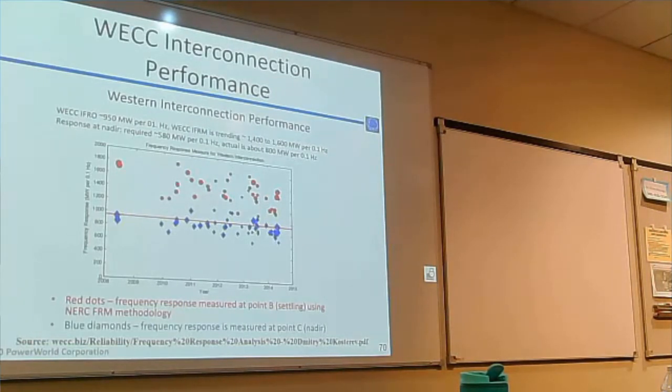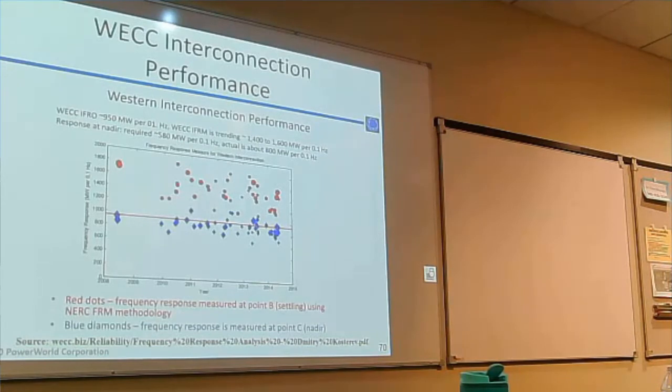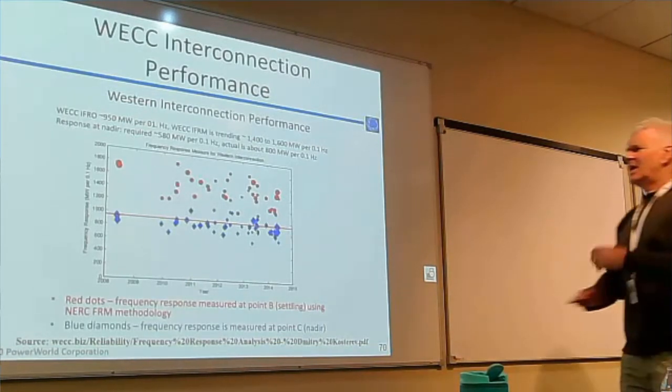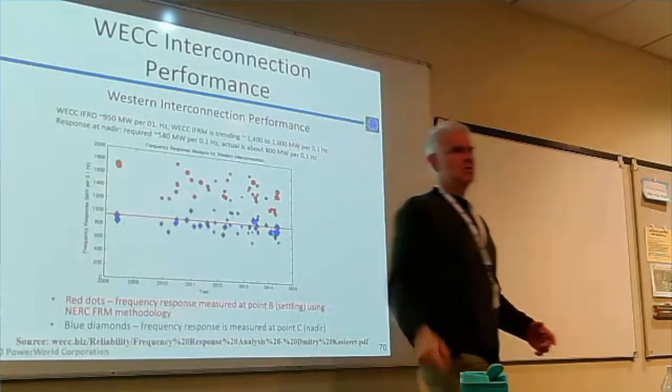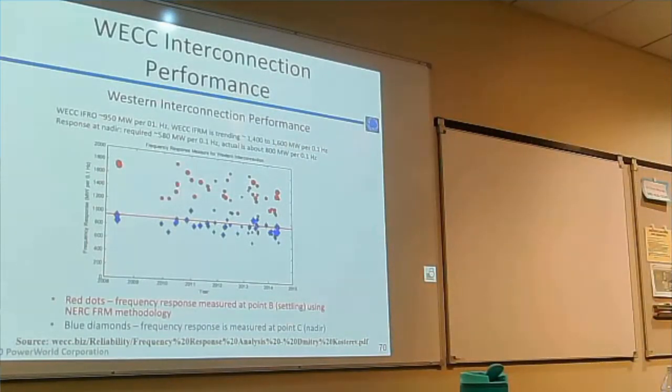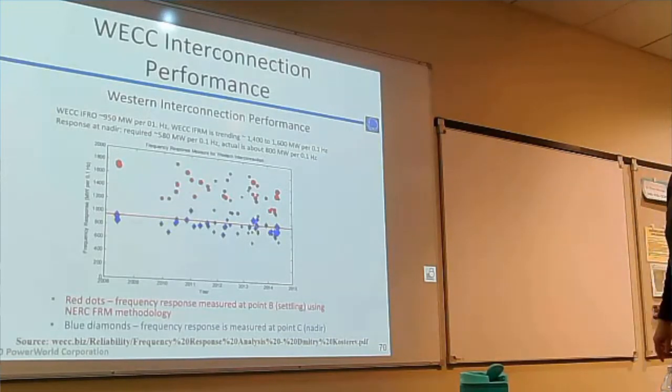That's a graph showing the frequency response in the WECC, where the blue values are the point C, and the red values are the A to B values. The gist here is how many megawatts of loss does it take to get a 0.1 hertz change? So the higher the value, if it takes more megawatts of loss to get a 0.1 change, that's a good thing.